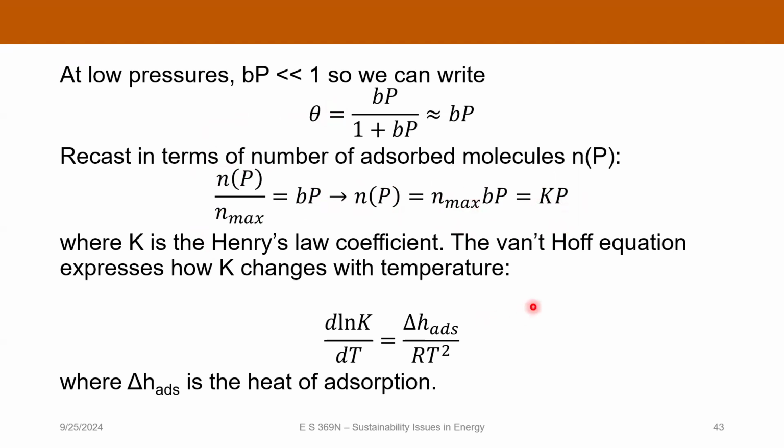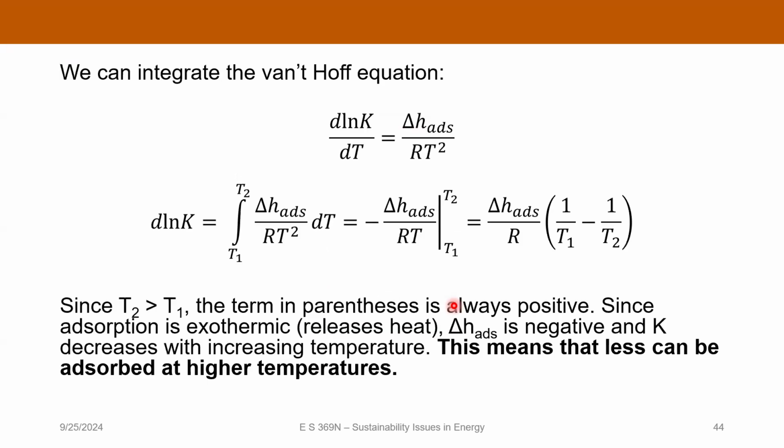Now, this allows us to use what's called the Van't Hoff equation, which tells us how the Henry coefficient varies as a function of temperature. And we see this right here. It's given in terms of the heat of adsorption. So now we can see how the amount of CO2 on the surface will vary with temperature as well. So if we integrate that, we see that the change in the natural log of the Henry's constant is given in terms of two endpoint temperatures. So you can look at that change as a function of changing the temperature.